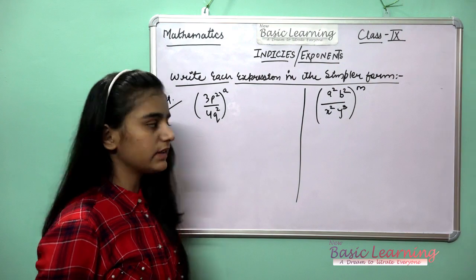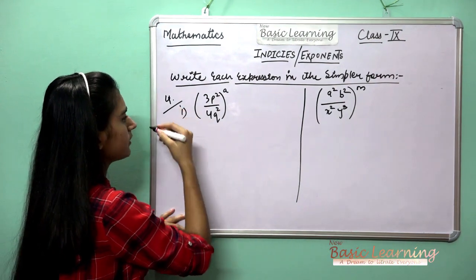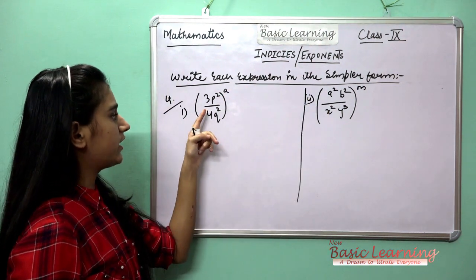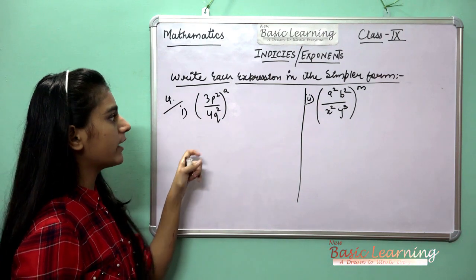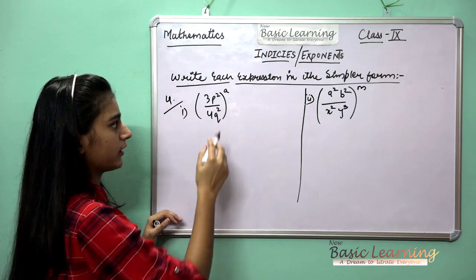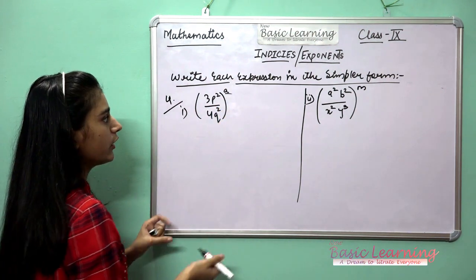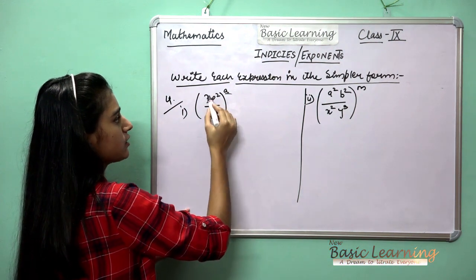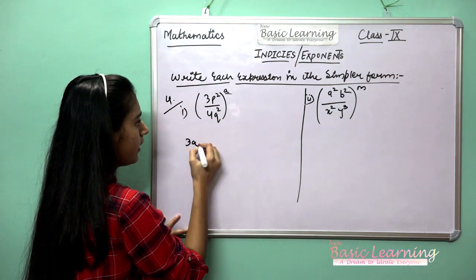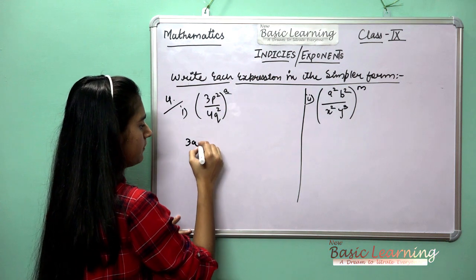Now the fourth question, I have taken two parts for it. This is the first part and this is the second part. First part is (3p square upon 4q square) bracket, that is whole square. Sorry, to the power a. So here we are going to multiply by a. When we multiply 3 into a, it will give 3a, and p square into a will give p to the power 2a.